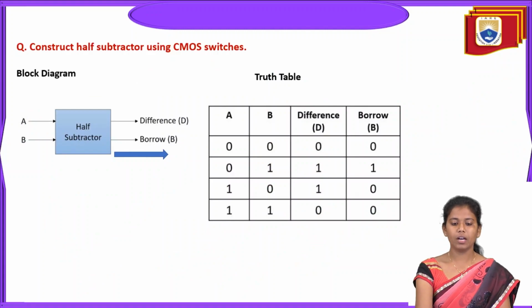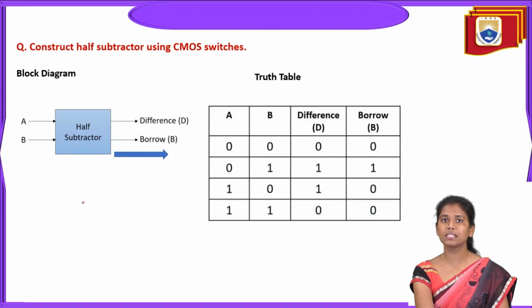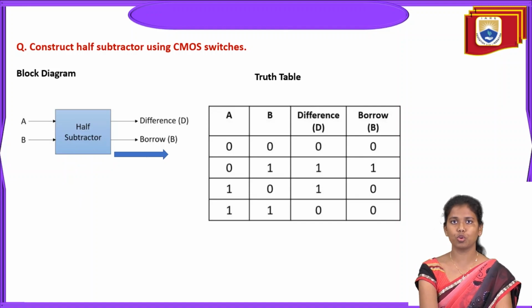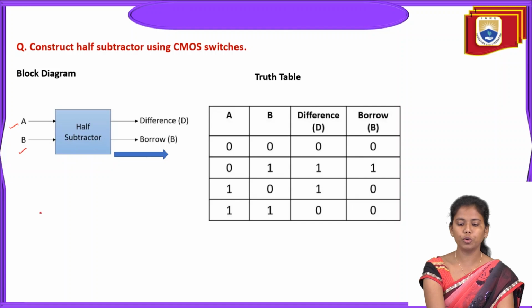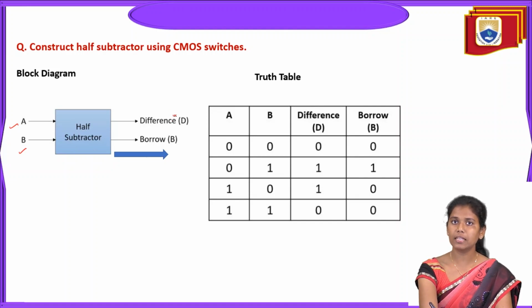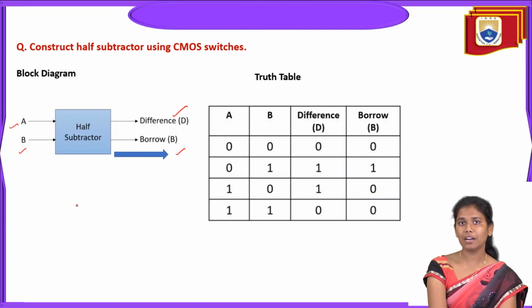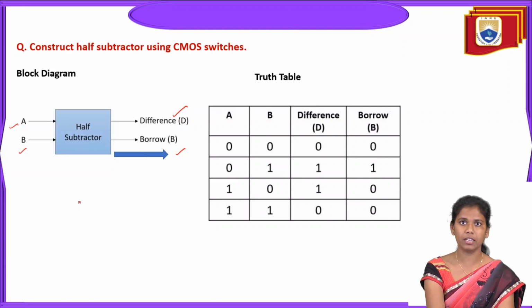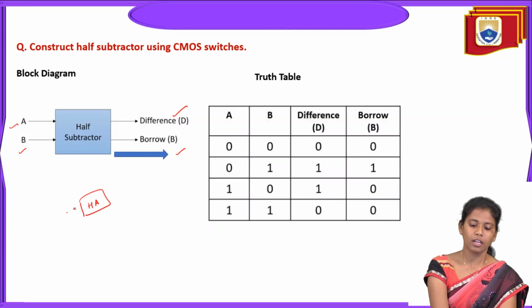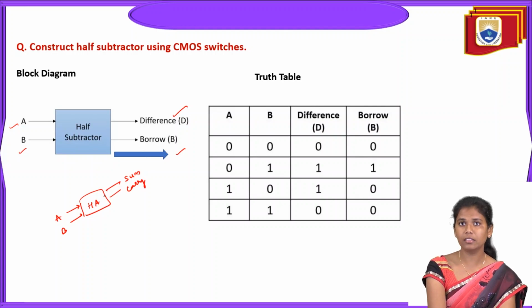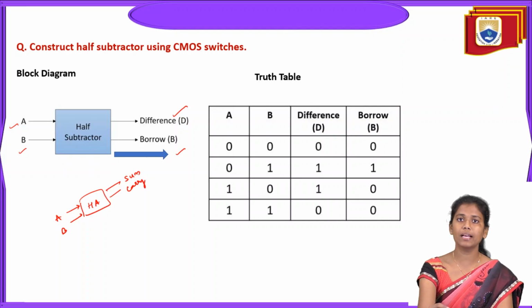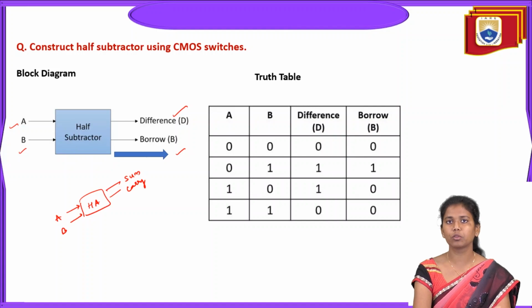Now we will see the half subtractor. As we are discussing the subtractor, the half subtractor consists of two inputs, A and B, and we get the outputs difference as well as borrow. As I said, this half subtractor is a replica of the half adder. In the half adder, we have A and B as the inputs, and at the output you observe sum and carry. When it comes to the subtractor, you observe at the output the difference as well as the borrow.